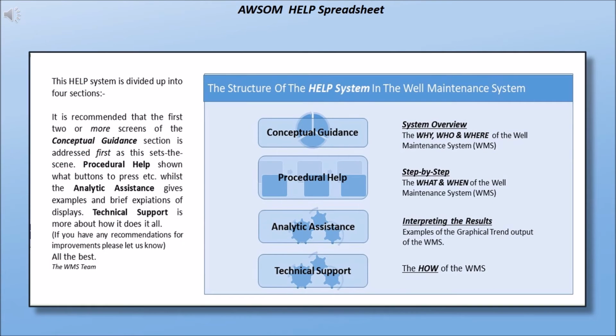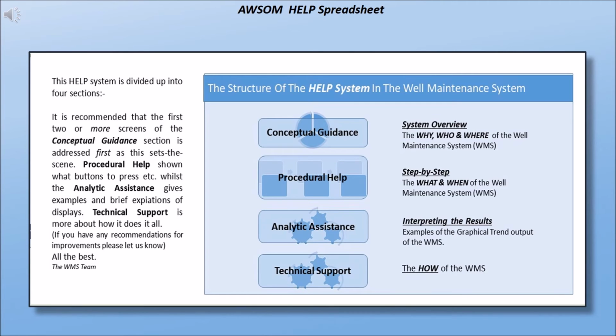When you click on any help button, you're presented with 4 options. The first is conceptual guidance. In many cases, we just give a systems overview, the why, who, where of the process that we're at. The second thing is procedural help. So it's step by step what you're expected to do, what and when you're supposed to do it. Then we have some analytical assistance interpreting the results, which are always useful. And then, of course, the technical support on how the various things, very basic, how the things work.